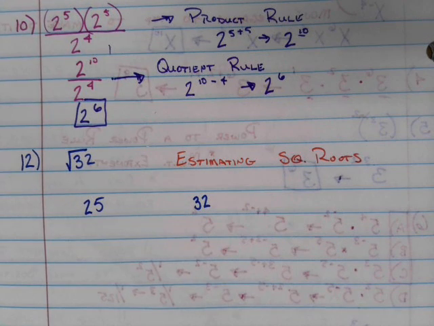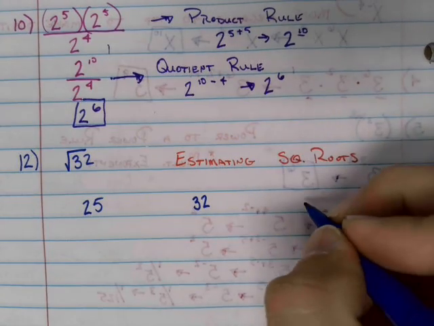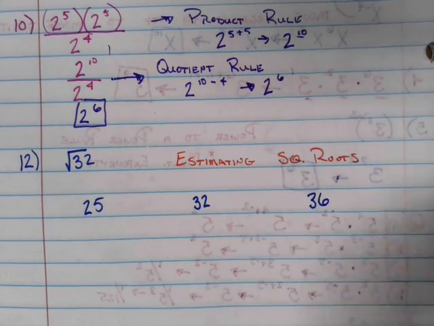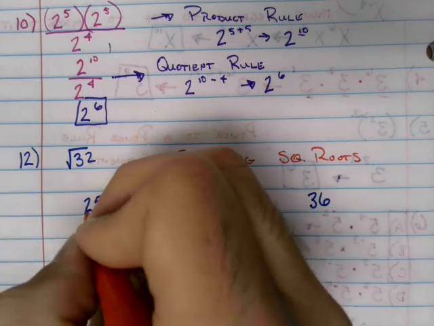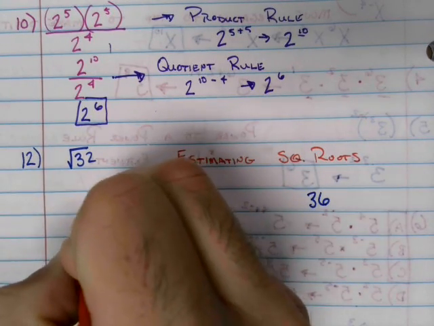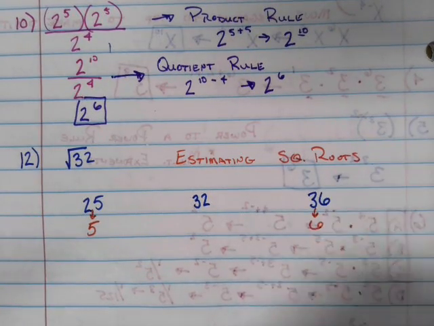We're going to 25 here. And then 6 times 6 is 36. So 36 is going to be our perfect square that's greater than 32. Okay? So we're estimating. It's asking which two integers the number square root of 32 lies between. So the square root of 25 is 5, and the square root of 36 is 6.